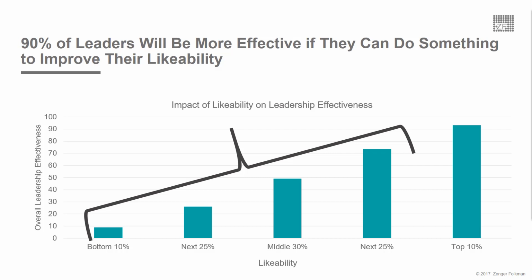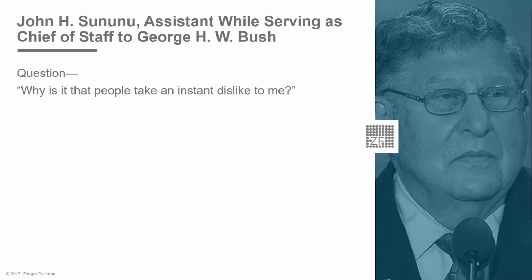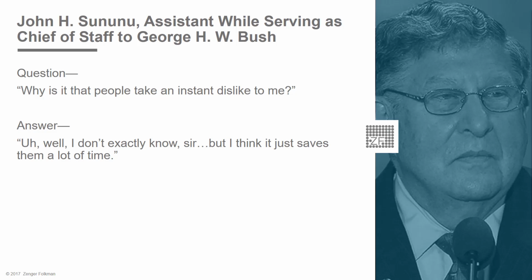So one of my favorite stories about this general topic had to do with John Sununu, who was the governor of New Hampshire, who was selected by George H.W. Bush as his chief of staff. He was known as being a pretty prickly, kind of irascible character, and there's this great story told about a young assistant who is in his office one day, and Sununu is kind of musing and turns to this young assistant and says to him, "Why is it that people take an instant dislike to me?" And the subordinate sort of hems and haws and says, "Oh, well, sir, I don't know exactly, but I think it just saves them a lot of time."